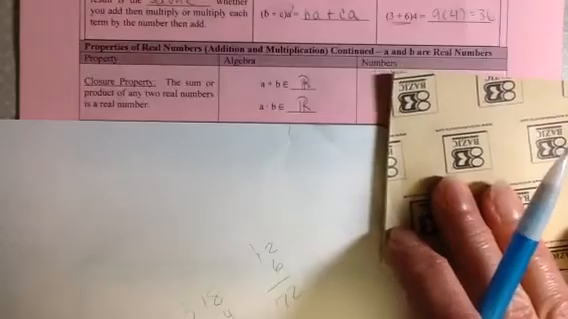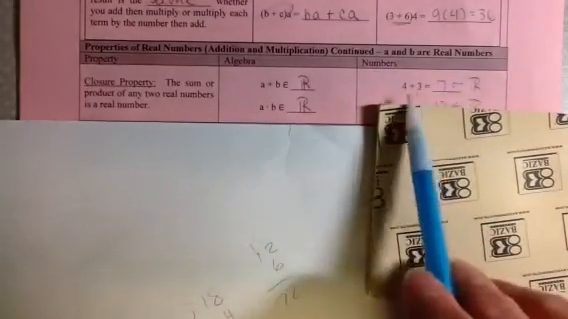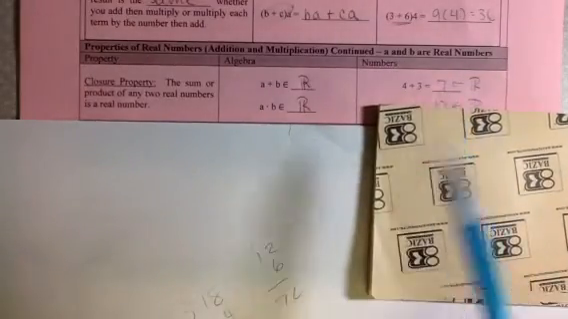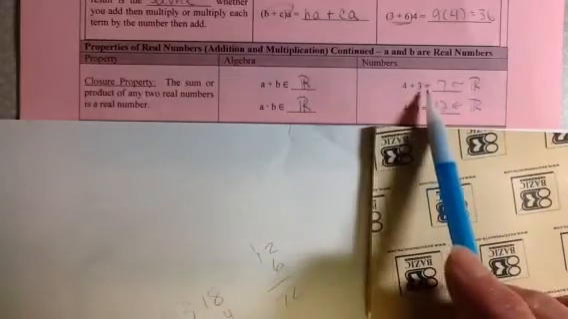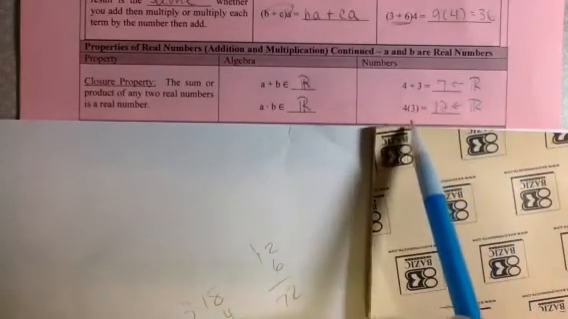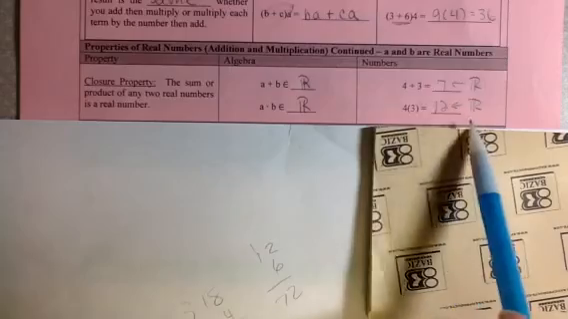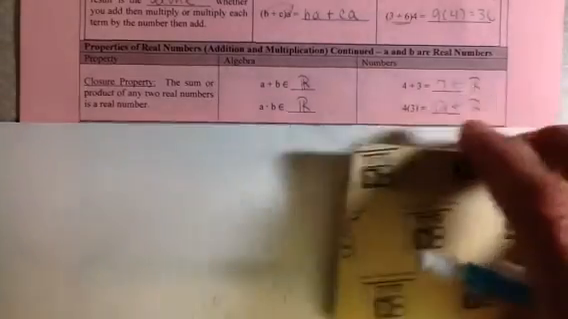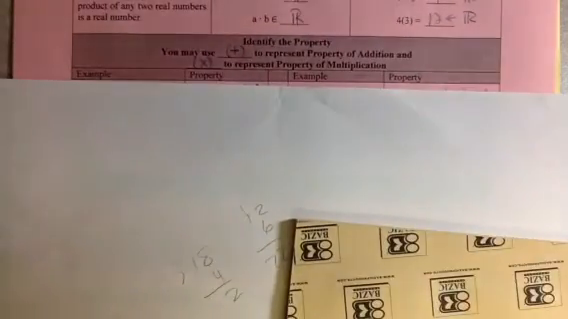Okay, so what it looks like is this. 4 plus 3 is 7. 7 is a real number. Both of those are real numbers. When we add them, we get a real number. Both of those are real numbers. When we multiply, we get a real number. All right, now we're going to move down to identify the properties. We're just going to do some examples, and then you'll do some on your own.